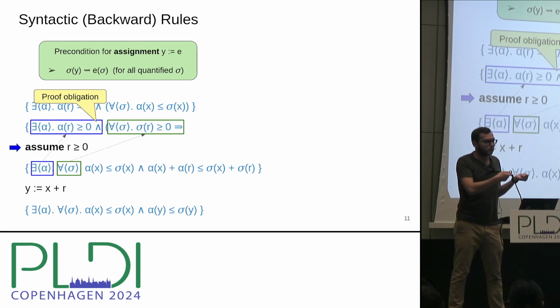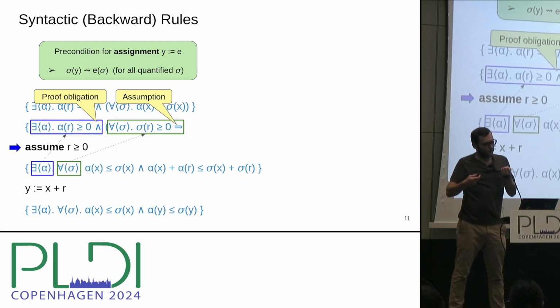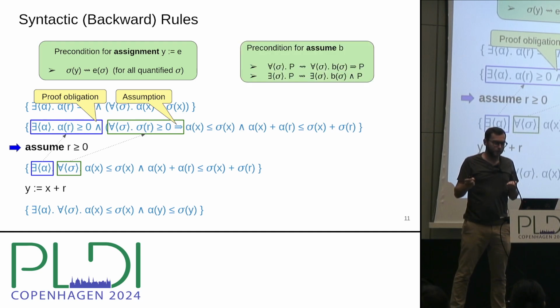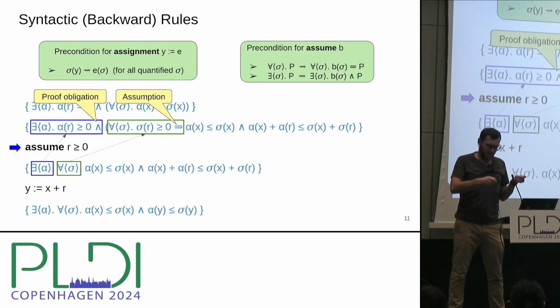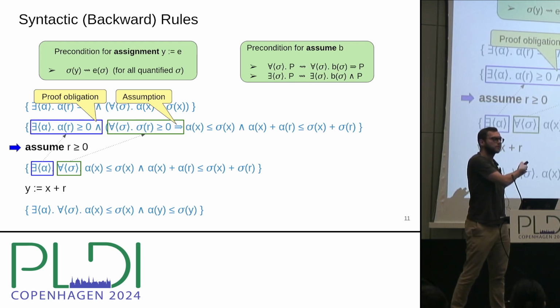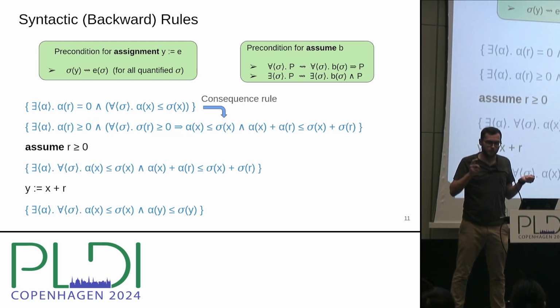Whereas for the universal quantifier, here we only care about the states that are going to survive the assume. So we can see this condition as an assumption. And the rest of the assertion is unchanged. So this is the general rule to obtain a precondition for assume. And there is a similar syntactic rule for a non-deterministic assignment. And we can finally conclude by using the consequence rule.